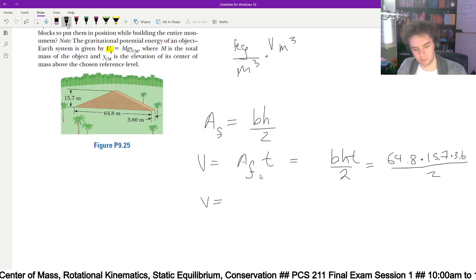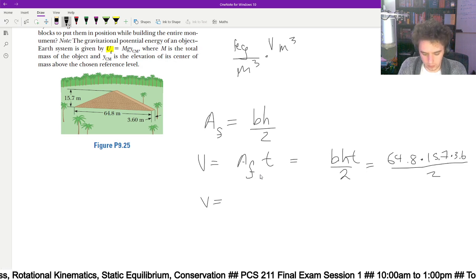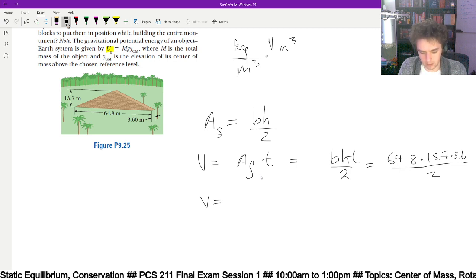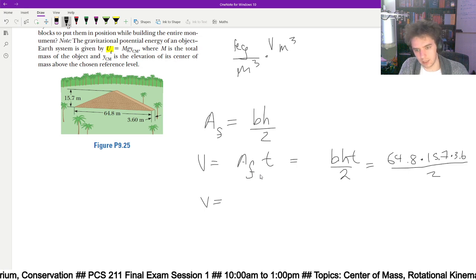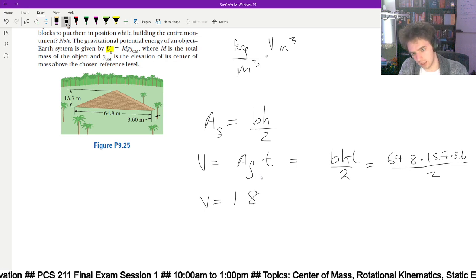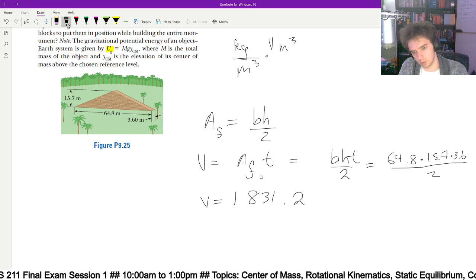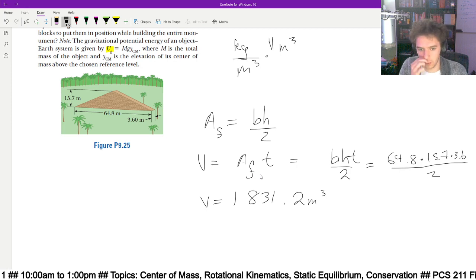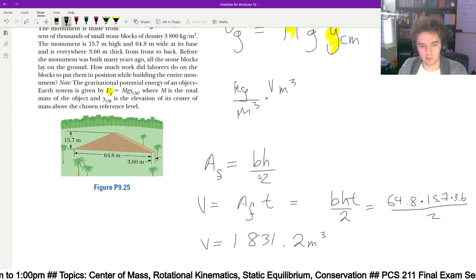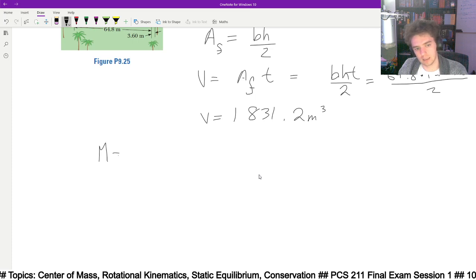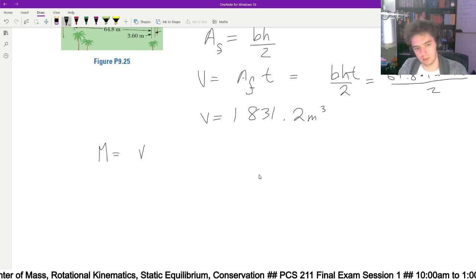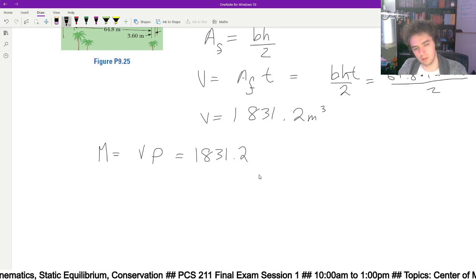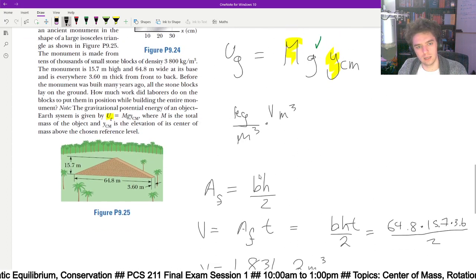So the volume is 64.8 times 15.7 times 3.6 divided by 2. I got the volume to be 1,831.2 meters cubed. Now to find the mass, we just multiply it by the density. So mass equals volume times density. I don't know how to draw the rho symbol, but that's density. So the mass is 1831.2 times 3,800.